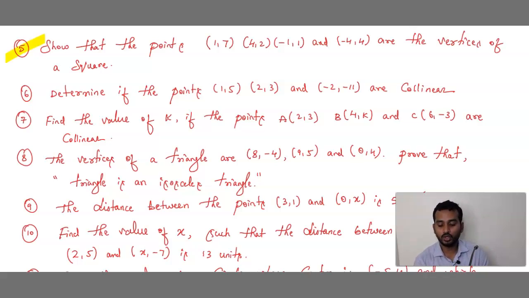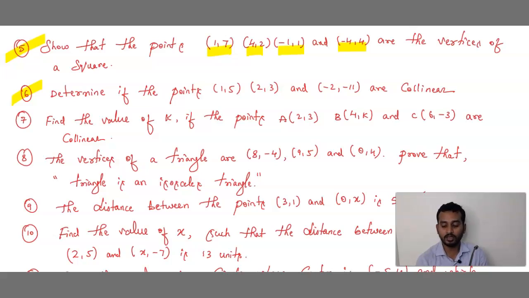First question: show that the points (1, 7), (4, 2), (-1, -1) and (4, -4) are the vertices of a square. Already we have seen the condition. Just use the distance formula. This is A, this is B, this is C and this is D. First find the distance AB, then BC, then CD, then DA. All the answers should be equal. Hence if you are getting all answers equal, you can say the given points form a square. Done.